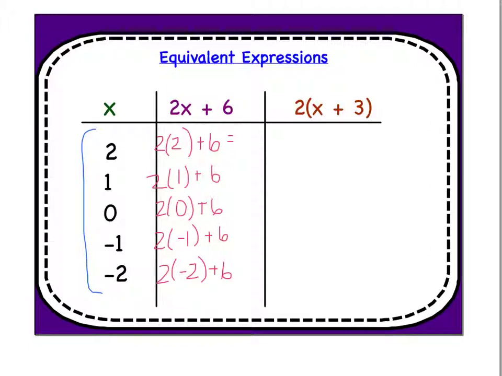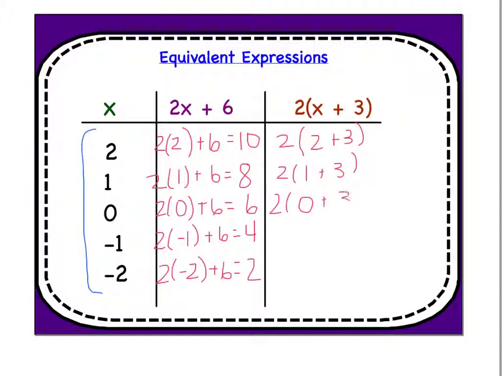And we'll solve. 4 plus 6 is 10, 2 plus 6 is 8, 0 plus 6 is 6, negative 2 plus 6 is 4, and you'll notice there's a pattern, so the next one should be 2, but 2 times negative 2 is negative 4 plus 6 is 2. We'll plug in on the next one: 2 times 2 plus 3, 2 times 1 plus 3, 2 times 0 plus 3, 2 times negative 1 plus 3, and 2 times negative 2 plus 3.